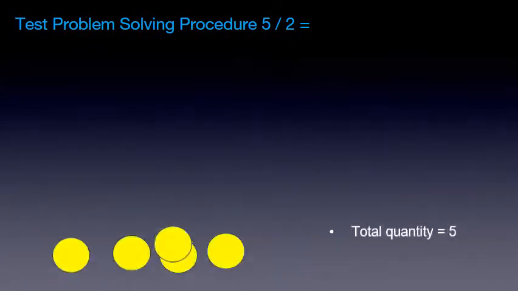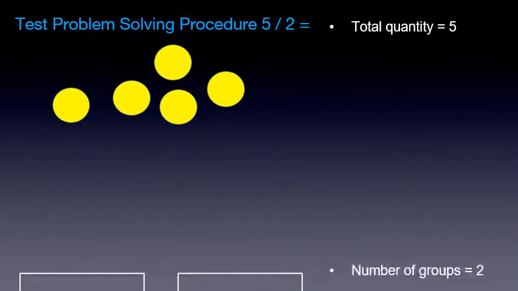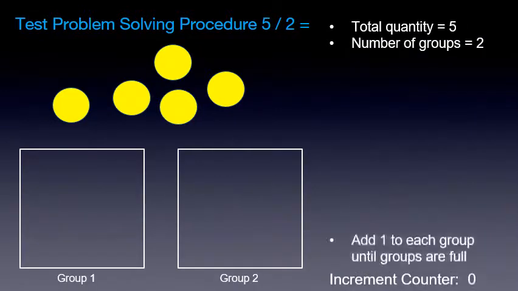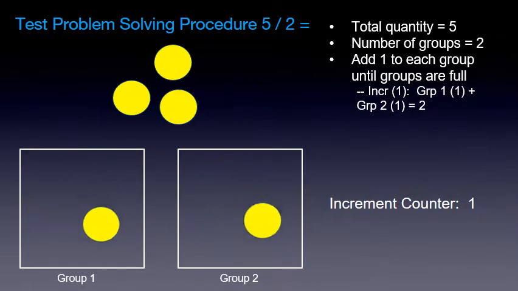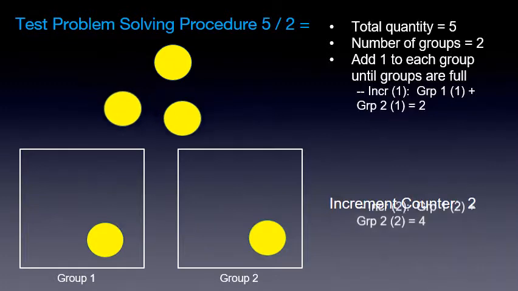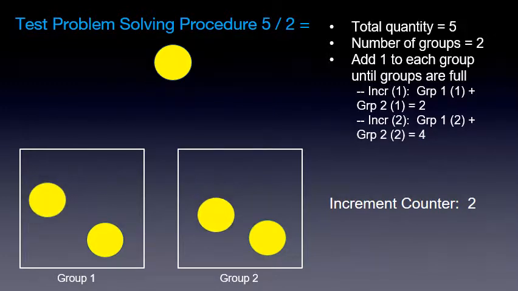Test problem solving procedure. 5 divided by 2 equals. Total quantity equals 5. Number of groups equals 2. We're going to add 1 to each group until the groups are full. In increment 1, we add 1 to group 1 and 1 to group 2 for a total of 2. In increment 2, we've now added 2 to group 1 and 2 to group 2, and that equals 4.